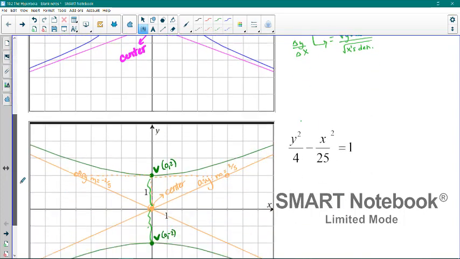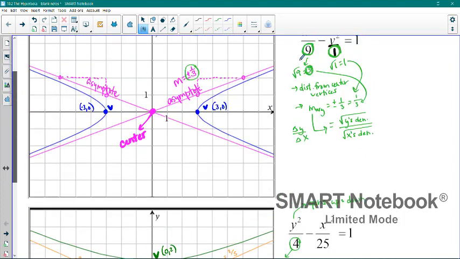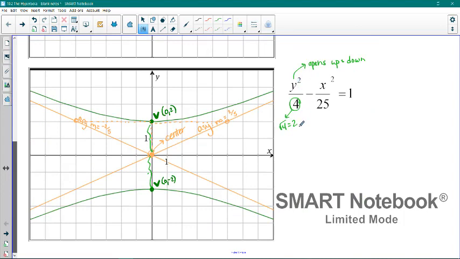So let's take this knowledge and look at another example. Here we see the y term is the positive one, so that tells me this opens up and down. Its denominator tells me how many to move to get to my vertices from the center. Square root of 4 is 2. So I go up 2 and I go down 2 to find those. Last time it was the denominator of x, because x was the positive term. This time y is the positive term, so it's the denominator of y. And then the last piece of information that we can get for now is the slope of the asymptotes. I've already got them marked and labeled that the slope is 2/5 and negative 2/5. That makes perfect sense because the square root of the 4 under y over the square root of the 25 under x would be positive or negative 2/5.